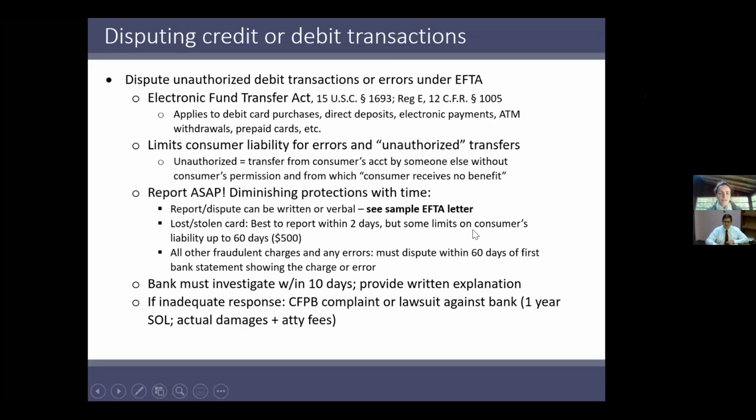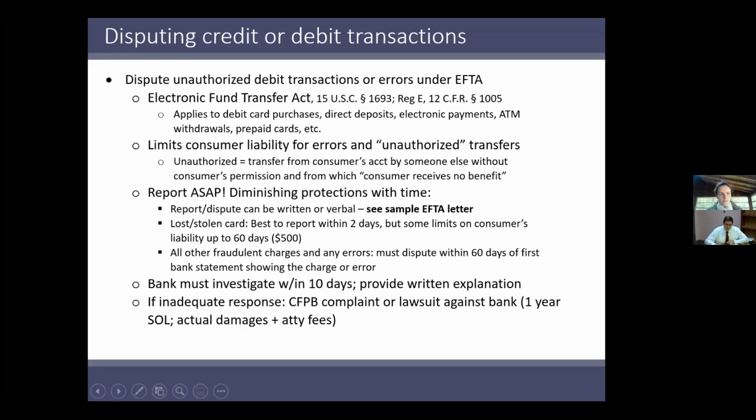Here, and this is where it's really important to report, not just within 60 days, but as soon as possible, especially if it's related to a lost or stolen card. Really, 2 days is the magic number for the highest level of protection against fraudulent purchases. But again, it requires the bank to investigate and provide a written explanation. And there's also a private action under the Electronic Fund Transfer Act.